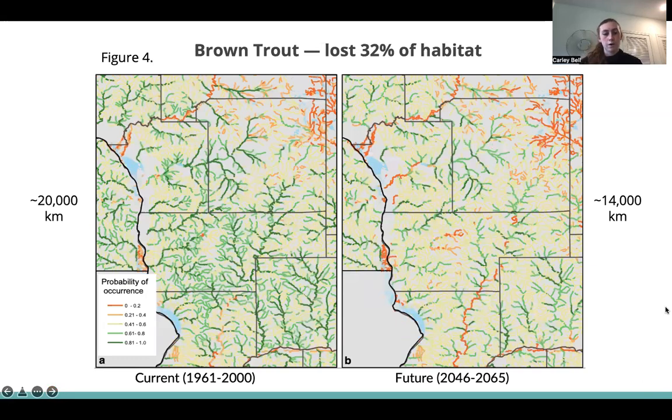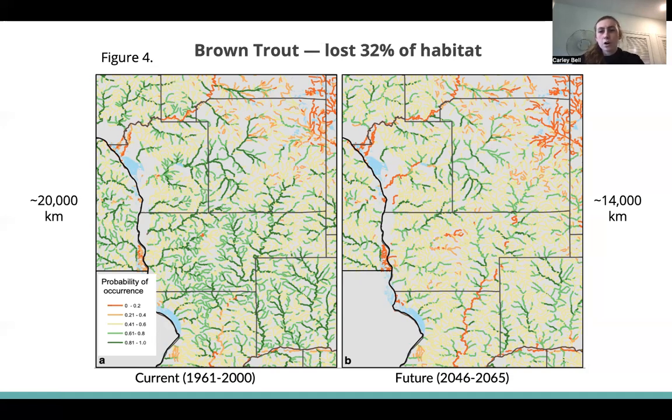Now for the brown trout. In current conditions, the brown trout had 20,000 kilometers of suitable habitat in Wisconsin, and in future conditions, it went down to 14,000 kilometers. So brown trout lost 32% of their habitat.